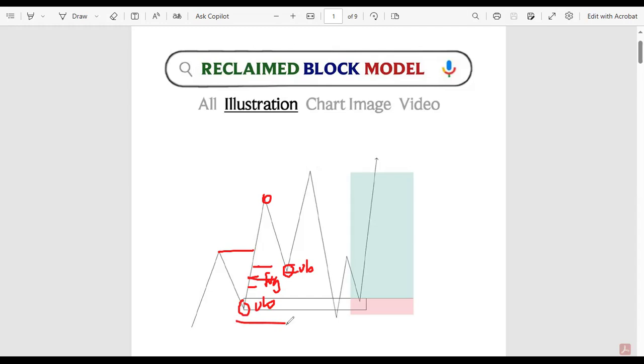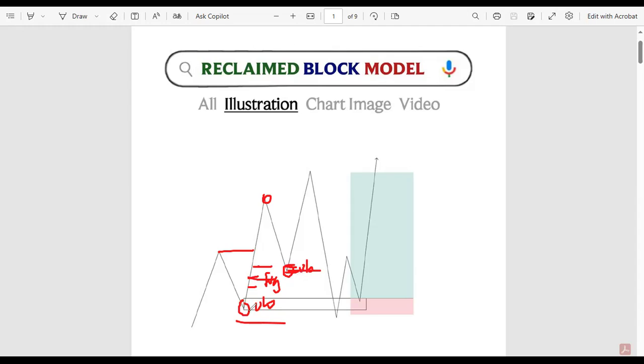This one is the lowest one. Okay, but also this one can also work depending on how the lower one has actually been created. But what I'm focusing on now is to show you how to actually understand the reclaimed block, or the reclaimed order block.